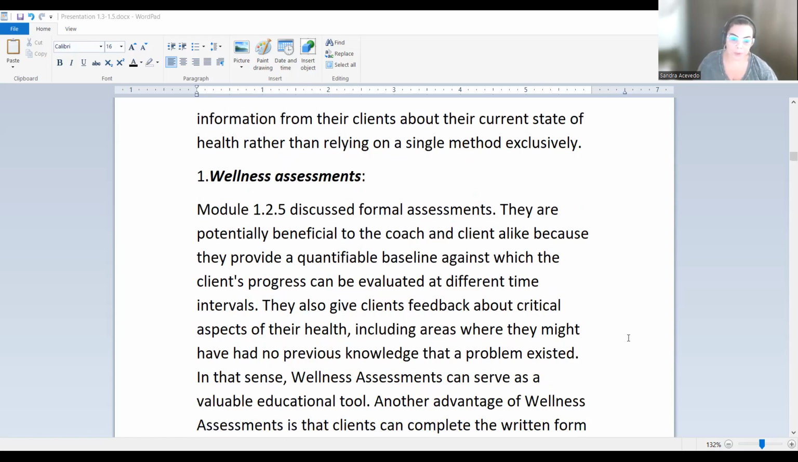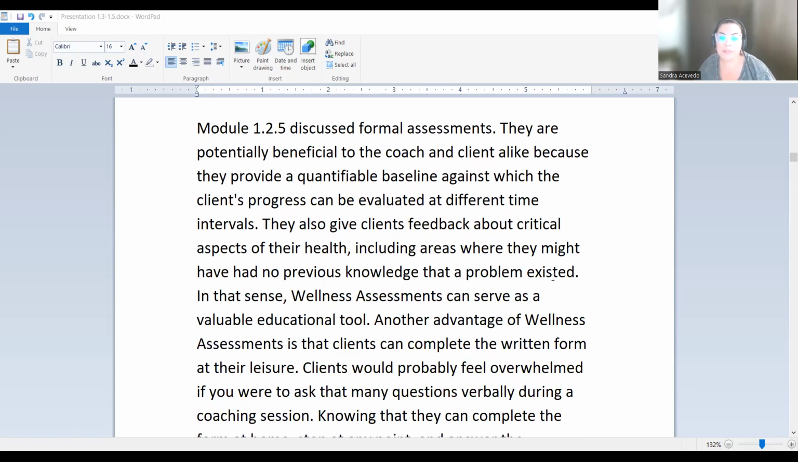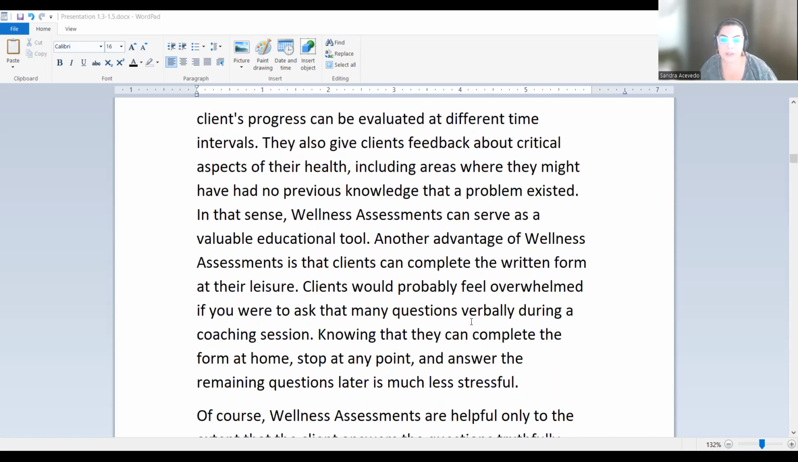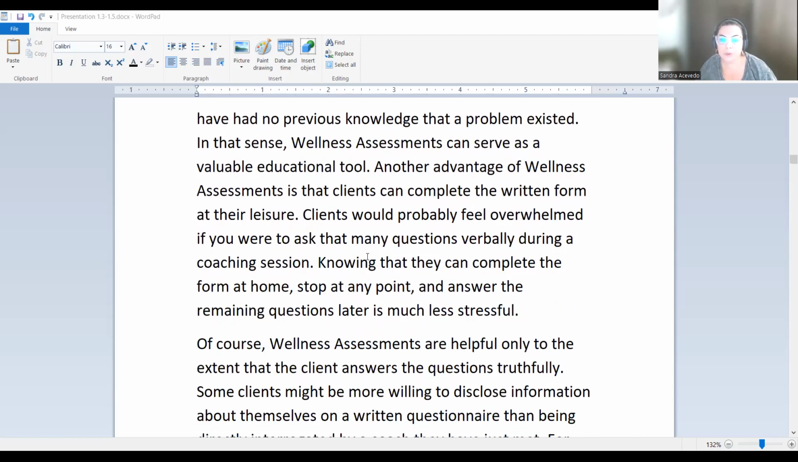Module 1.2.5 discusses formal assessments. They are potentially beneficial to the coach and client alike because they provide a quantifiable baseline against which the client's progress can be evaluated at different time intervals. They also give clients feedback about critical aspects of their health, including areas where they might have had no previous knowledge that a problem existed. In that sense, wellness assessments can serve as a valuable educational tool.